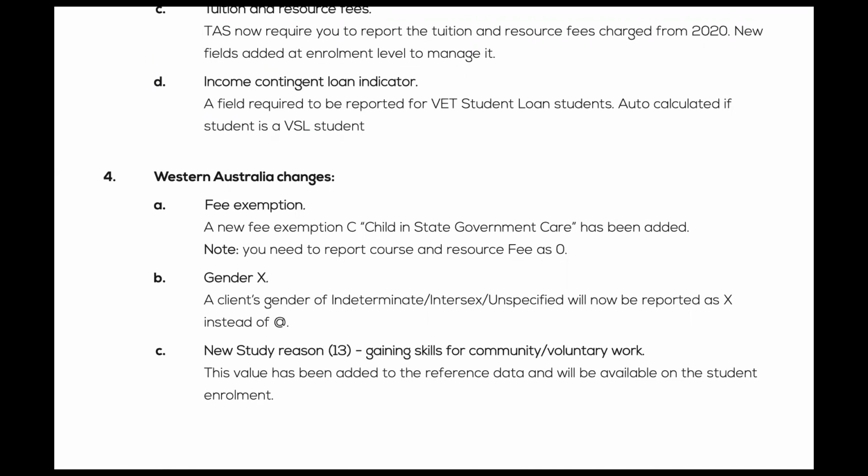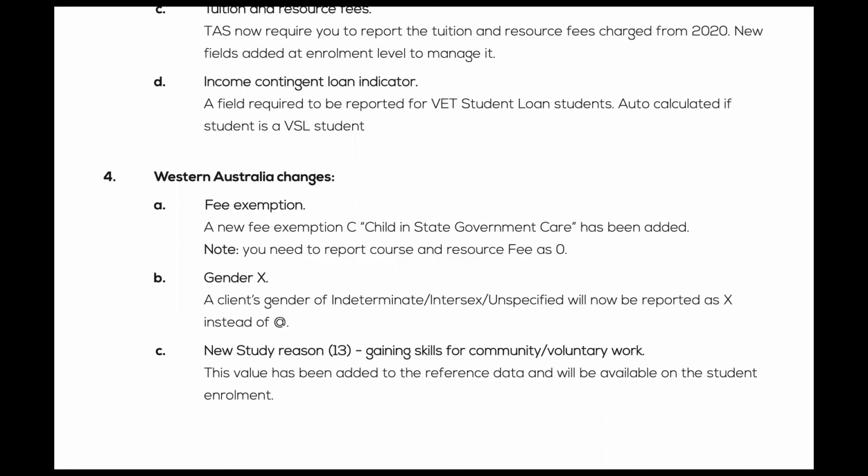Not that many compared to others, but they've added a new fee exemption, C, child in state government care. This field will be added. FYI, all you need to do is make sure that you report the course and resource fee as 0 in these instances, because it's a fee exemption.